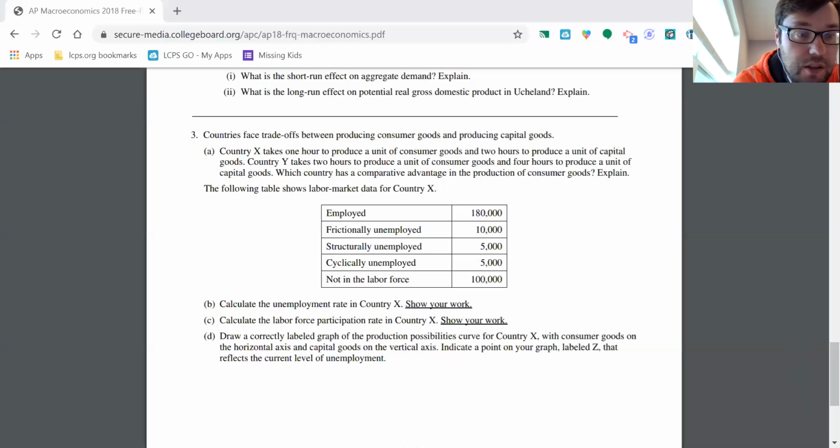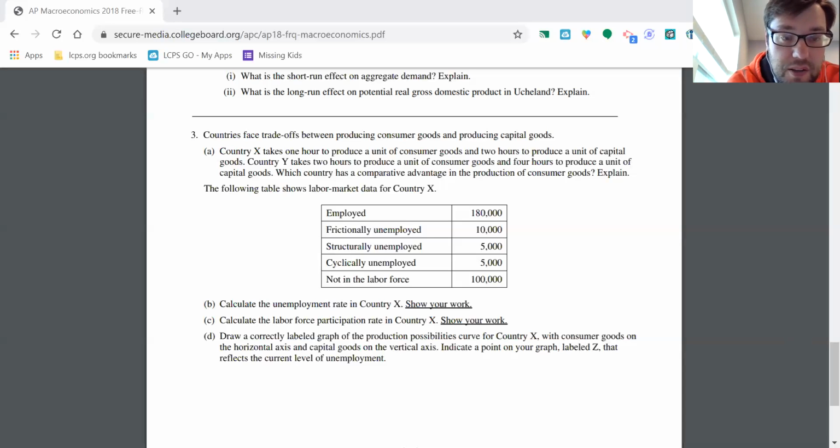So let's start over here with country X. It takes 1 hour to produce a unit of consumer goods, but 2 hours to produce a unit of capital goods. So what is the price of a consumer good? We have our consumer good over our capital good. So it took us two hours, so the price of 1 unit of consumer goods is 1/2 unit of capital good, because it takes twice as long to make the capital good.